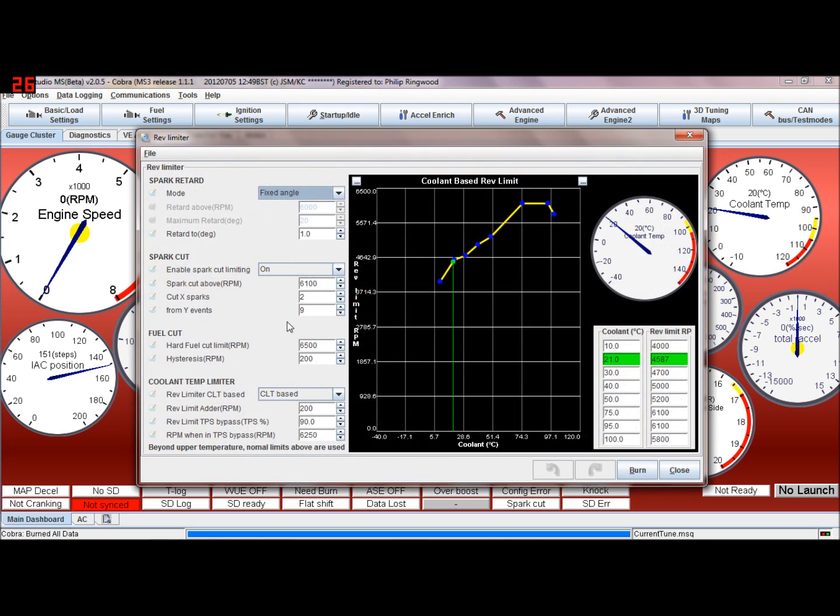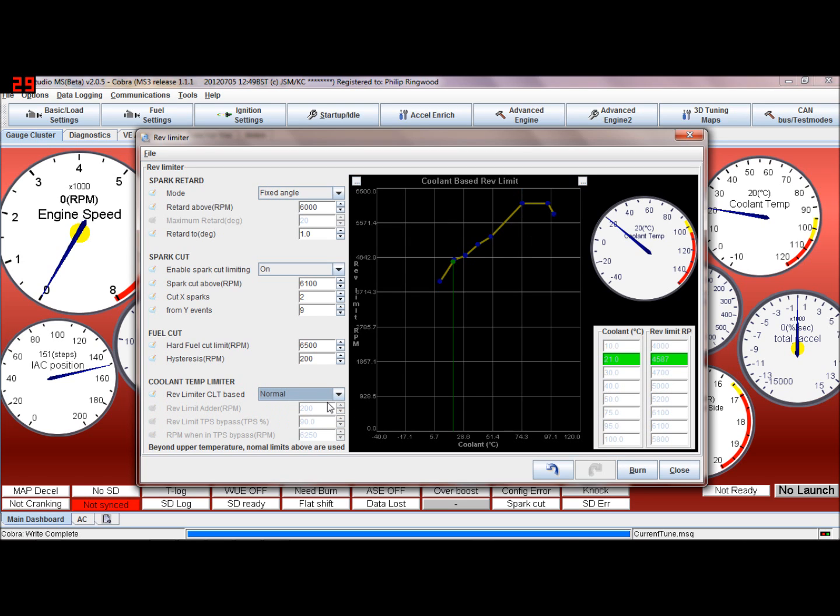Right, rev limiter, fairly self-explanatory. Fixed angle on MS3, you've got quite a complicated rev limiter if you want to have. It can be coolant based, so you can change the limit of the RPM depending on what the coolant temperature is, or you can have it normal so it ignores that and just follows the spark cut or the fixed angle, or you can have progressive retard so it slowly retards the ignition.